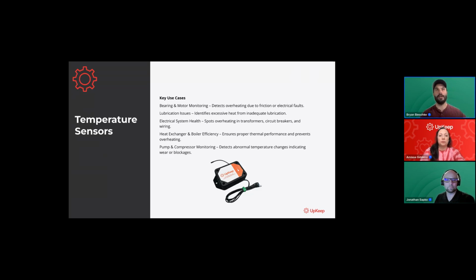We have bearings and motors that have thermal expansion and thermal loads. Lubrication, of course. Electrical systems, where you have increases in current and high resistive values in circuits, and things like that. You're going to see a thermal property there. Heat exchangers, boilers, of course, pumps, compressors, same thing. Temperature sensors are huge. We sell them and we have them in so many facilities across the United States and the world, particularly in food and beverage, monitoring HVAC systems and climate control and all types of stuff.